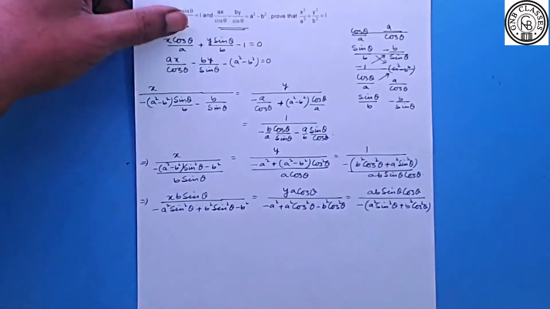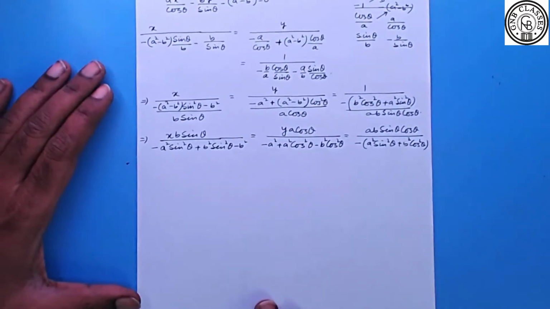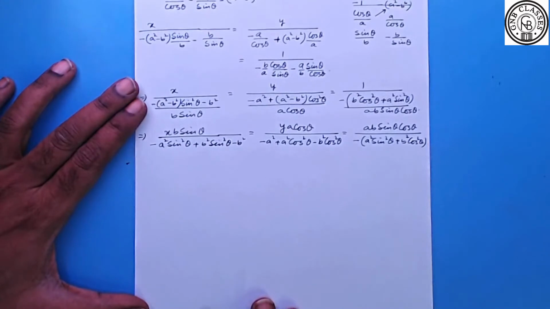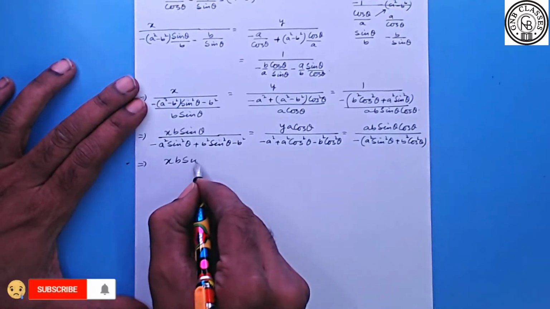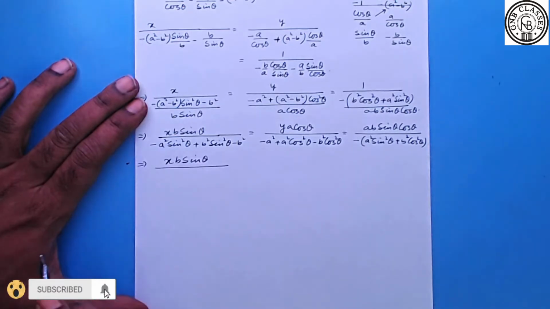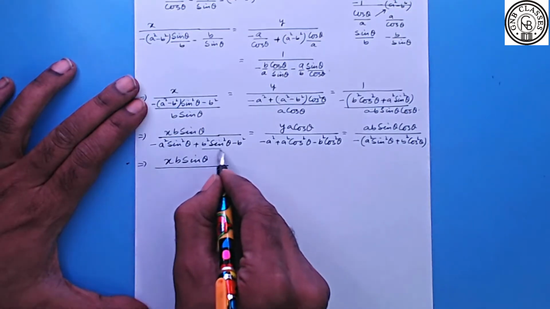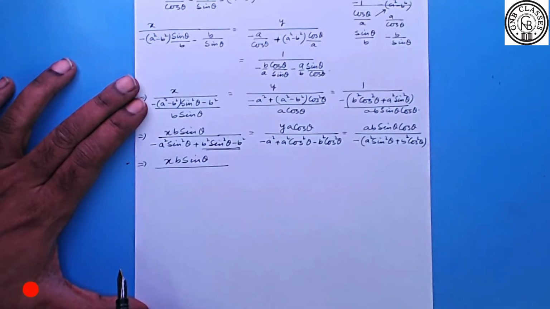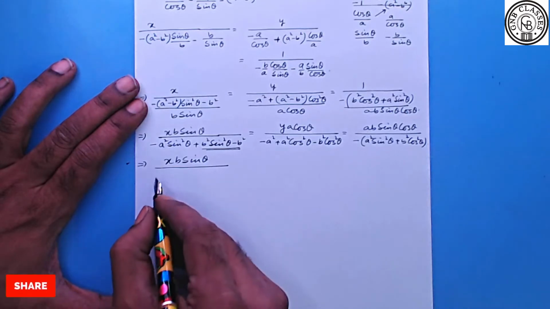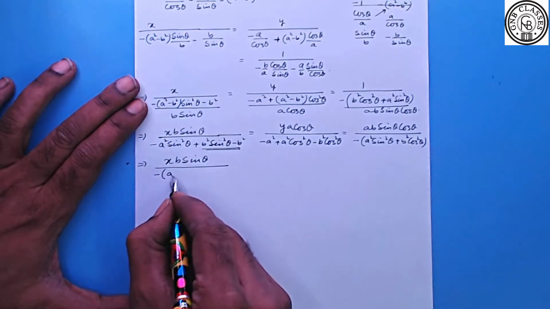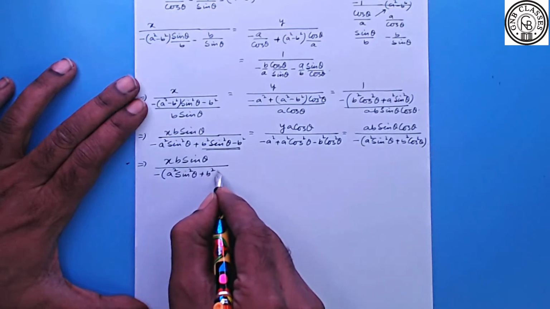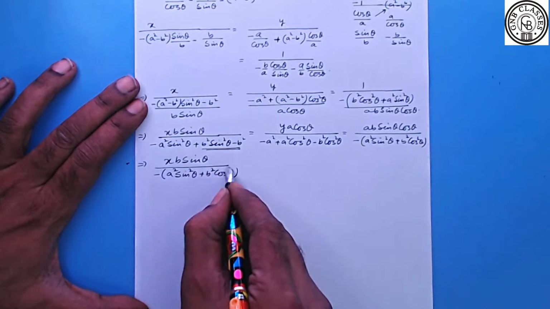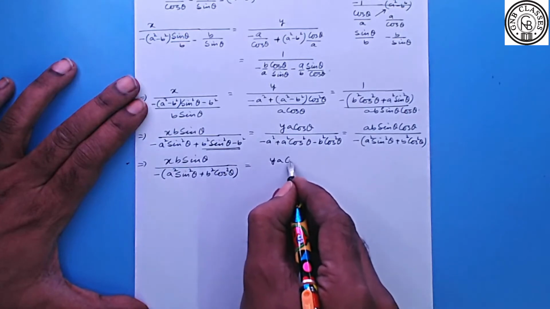Okay. Now, look at it carefully. X b sin theta divided by, from this two we can write, if I take minus b square common, so we are having 1 minus sin square theta, which is cos square theta. And if I take a minus common, so it will be a square sin square theta plus b square cos square theta. Am I correct? For the second one, you observe carefully.